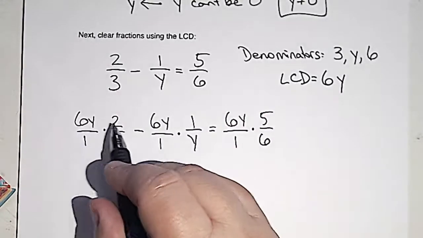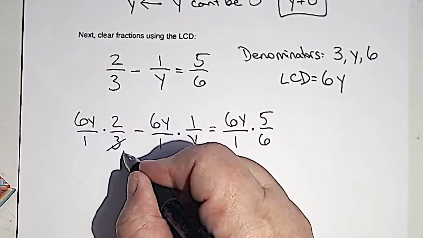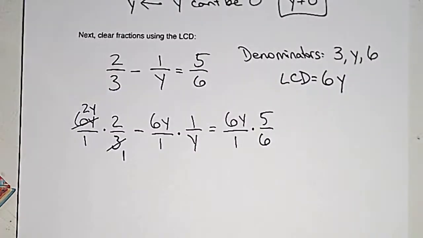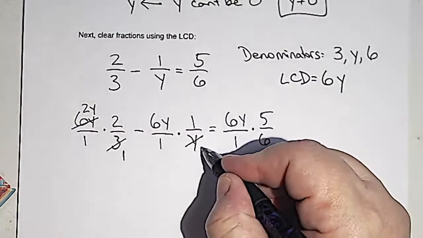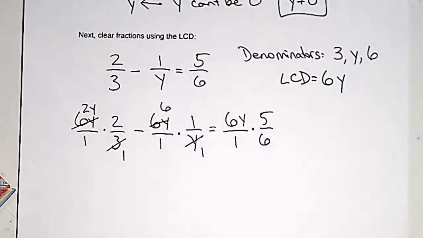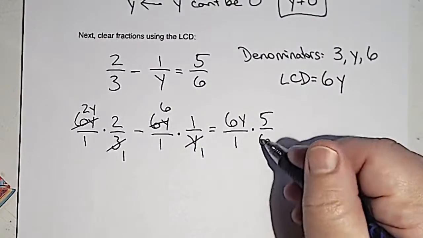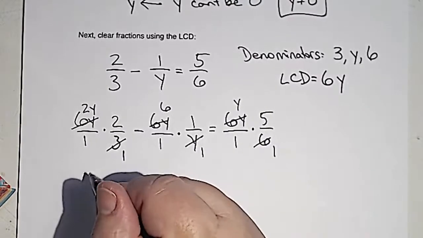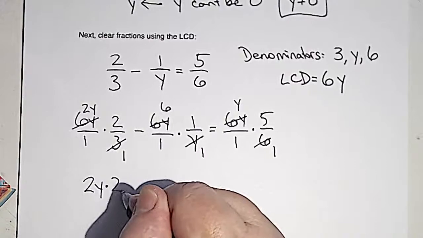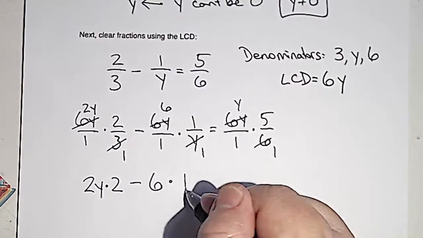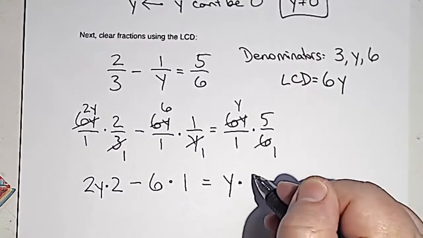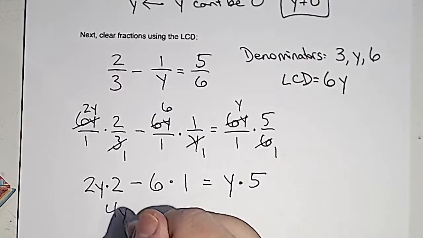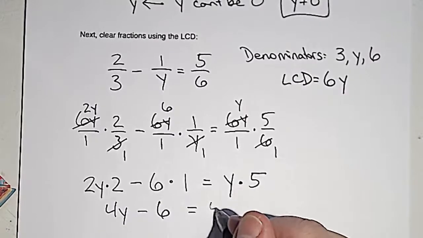Now, the 6y times the 2/3. The 3 cancels with the 6y and leaves 2y. So far, so good. Here, the y cancels with the 6y and leaves a 6. And here, the 6 cancels with the 6y and leaves a y. So I think I've got 2y times 2 minus 6 times 1 equals y times 5. Or in other words, 4y minus 6 equals 5y.